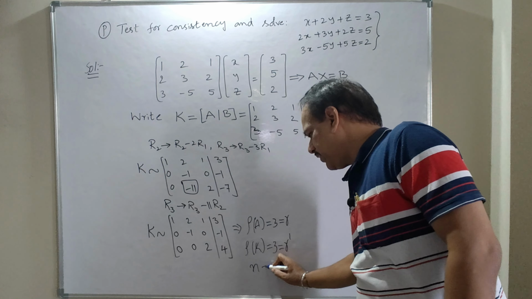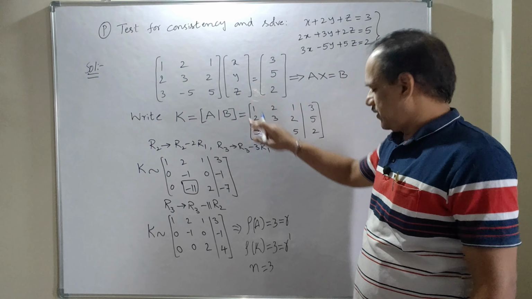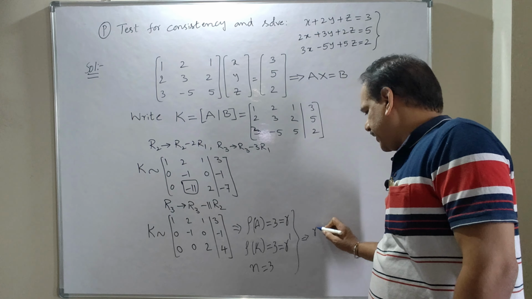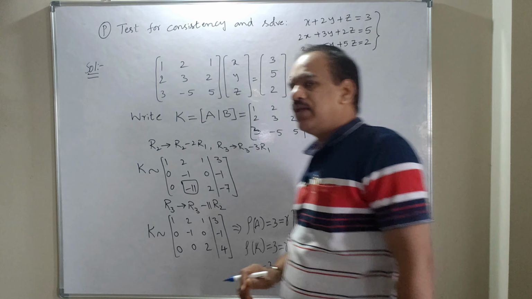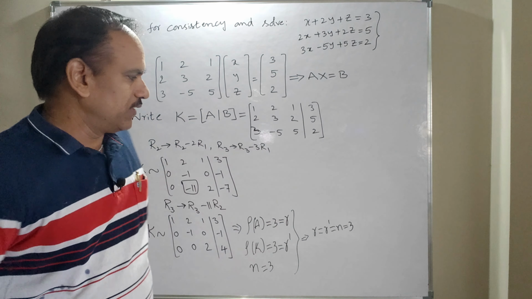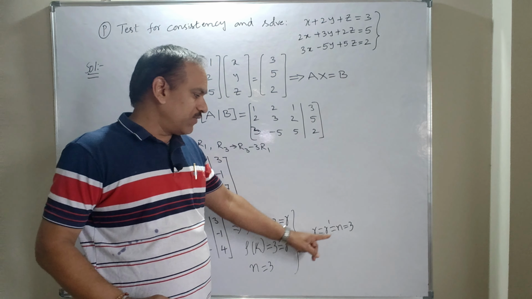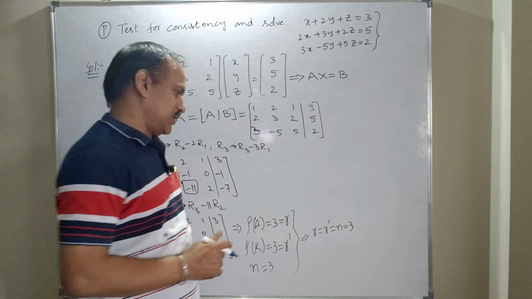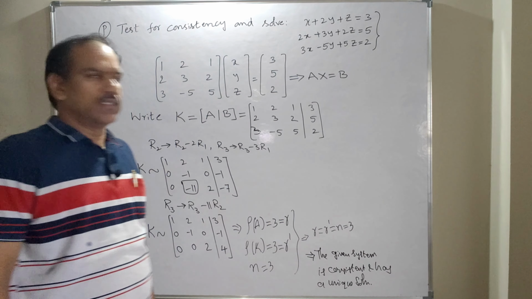And what is the number of unknowns? The unknowns are x, y, z. It is also 3. Therefore, R equal to R dash equal to N equal to 3. All are equal. So what does this mean? When R equal to R dash, the system is consistent. When it is equal to N, the system is consistent and has a unique solution. Therefore, it has a unique solution.